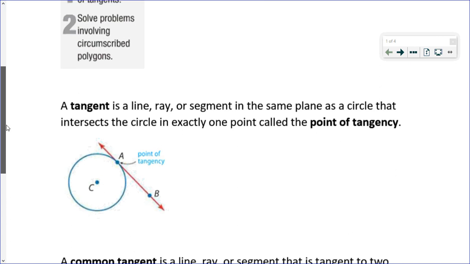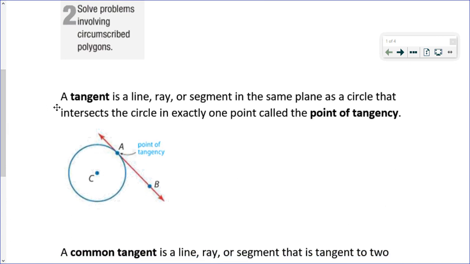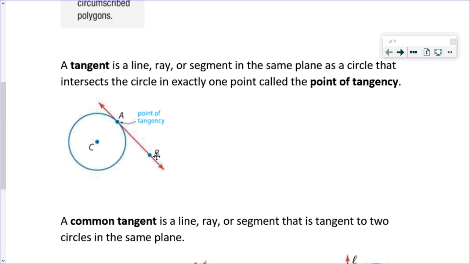So we're talking about tangents, so let's do the definition here. A tangent is a line, ray, or segment in the same plane as a circle that intersects the circle in exactly one point called the point of tangency. So here we have line AB. We've got line AB that is tangent to circle C. That means it intersects circle C at a single point. That point that it intersects the circle is actually point A, which we call, again, the point of tangency.